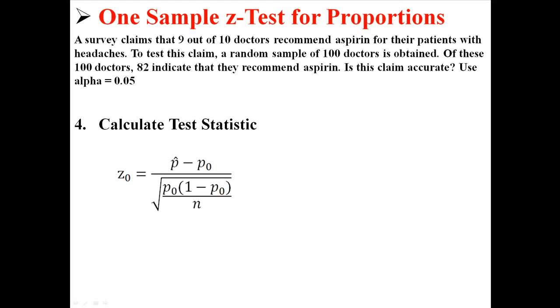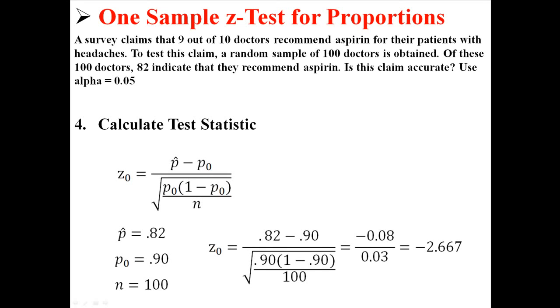So step 4 is actually calculating the test statistic, actually calculating the z. And we're going to use this equation right here, where p hat is the proportion that we've calculated from our sample. In this case, it's 82 out of 100, or 0.82. P0 is the population proportion, which is 9 out of 10 doctors, or 0.90. And n is our sample size. In this case, we took a sample of 100 doctors. So all I have to do is plug those things into the equation, and I found out that our calculated z is negative 2.667. I'm going to go to the next page now. If you want to write that down, you can actually pause the video and come back to it when you're done.